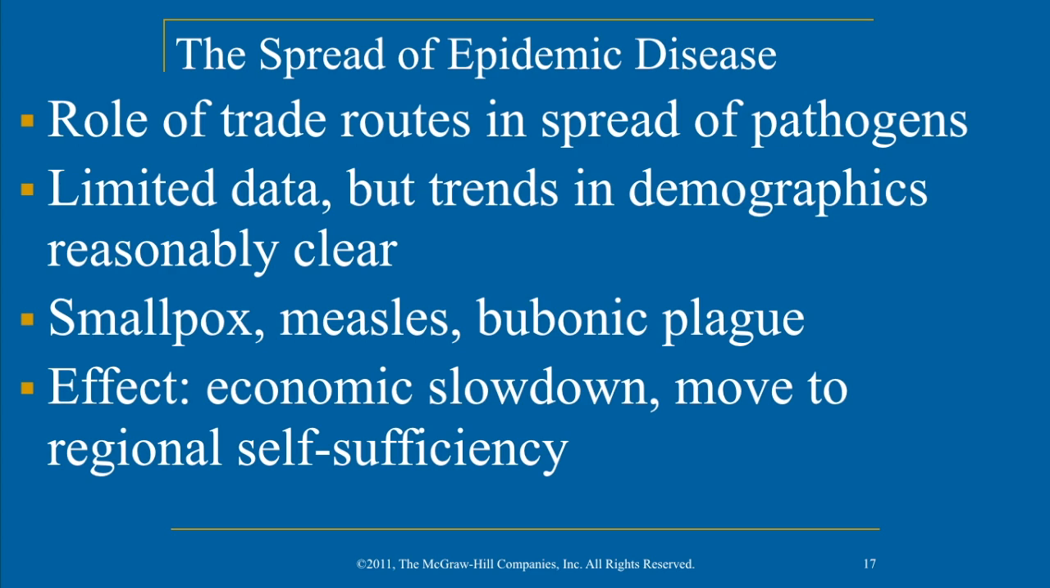As people congregate and interact with one another, pathogens or germs are able to spread. And we find that as a result of long-distance trade, people brought larger amounts of germs, larger distances, to make people sick. We have limited data on this, but trends in demographics are reasonably clear. A couple of reasons for limited data. Number one, they weren't writing everything down all the time because some of them were dying. Sometimes we don't have as much data because, as soon as an epidemic broke out in a certain section, people ran away from those sections. So there weren't firsthand accounts of many of these things.